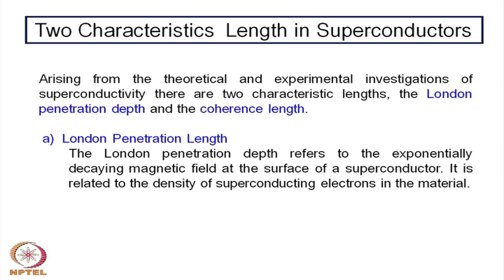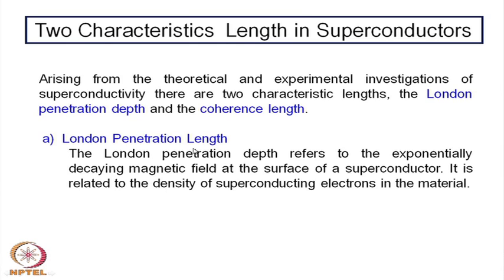In superconductors, there are two characteristic lengths. One is called the London penetration depth, and the other is the coherence length. These are the two length parameters which characterize different behaviors of superconductors. I will just make a definition of that.